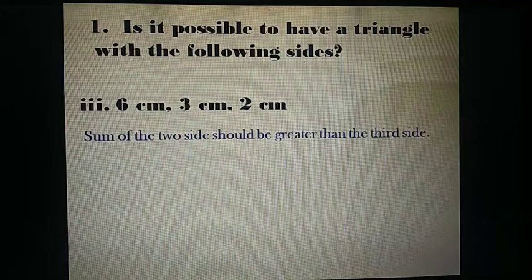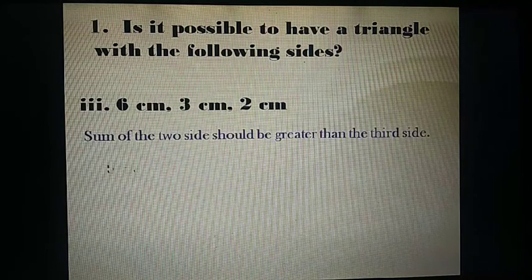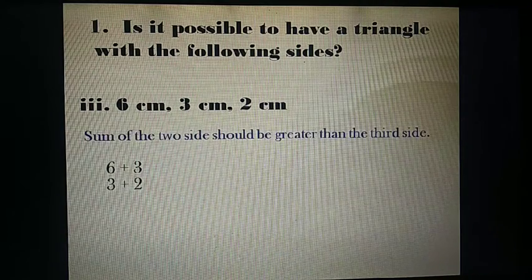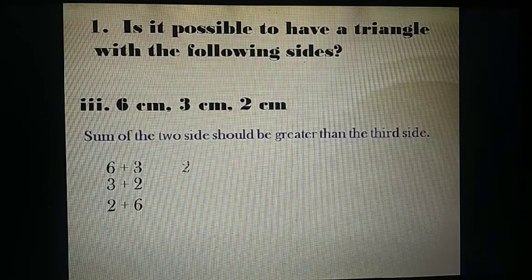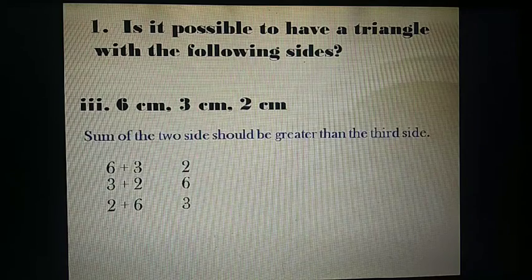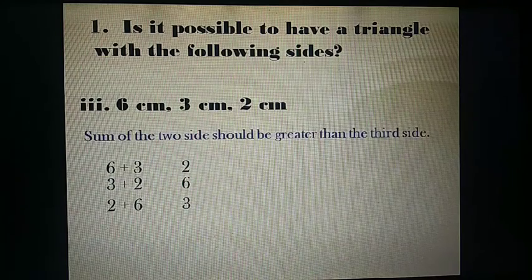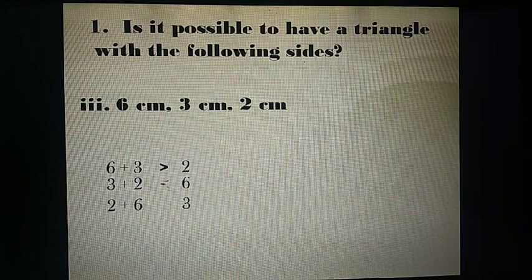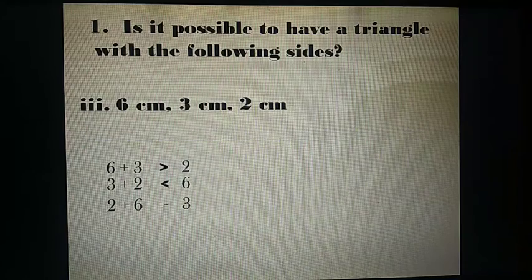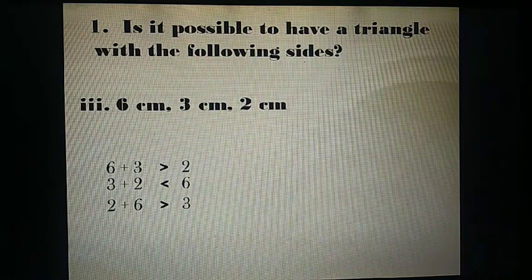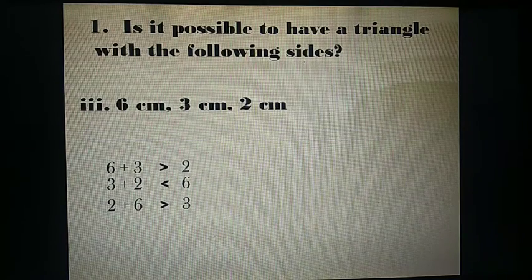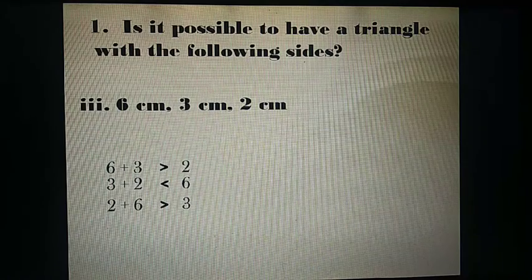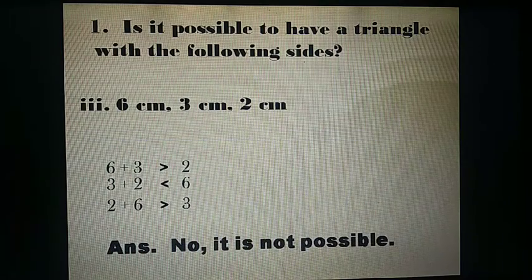Next, again using the same property, taking combination, the third side left is 2, 6, 3. Here the first sum is greater, next sum is lesser, next sum is again greater. So here we can see 3 plus 2 is smaller than 6. So no, it is not possible.